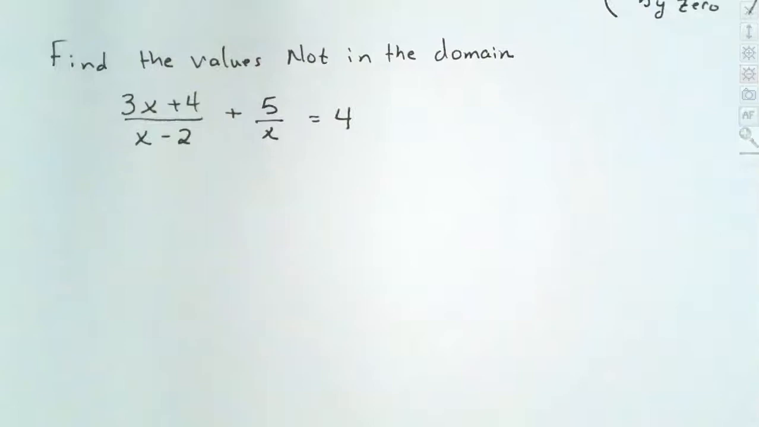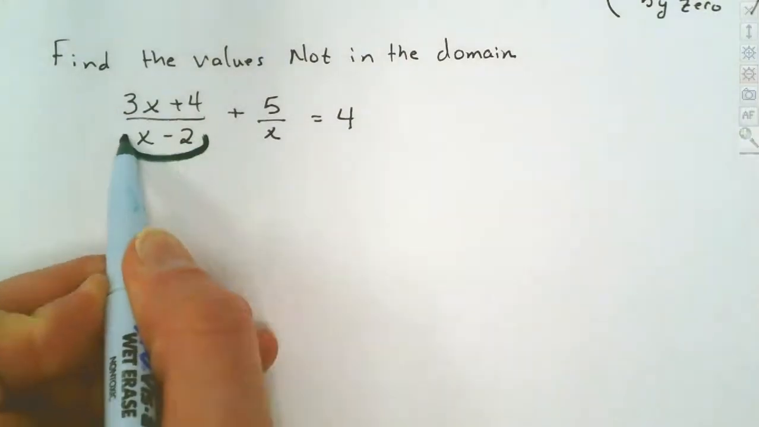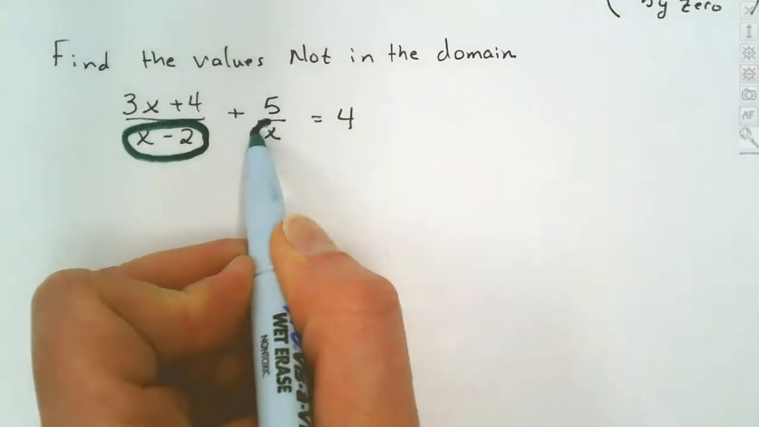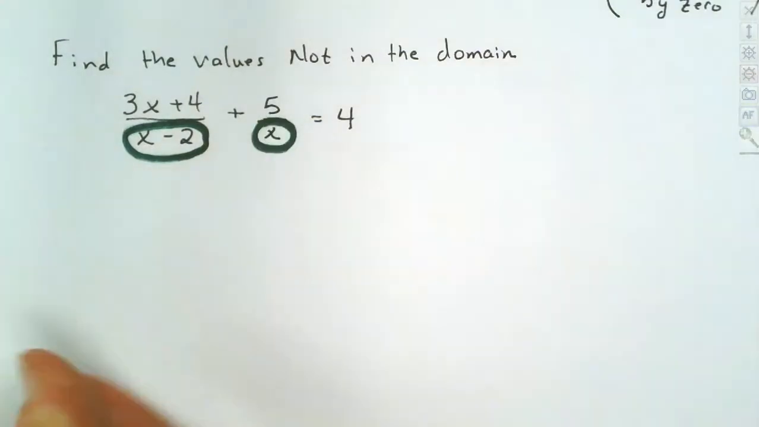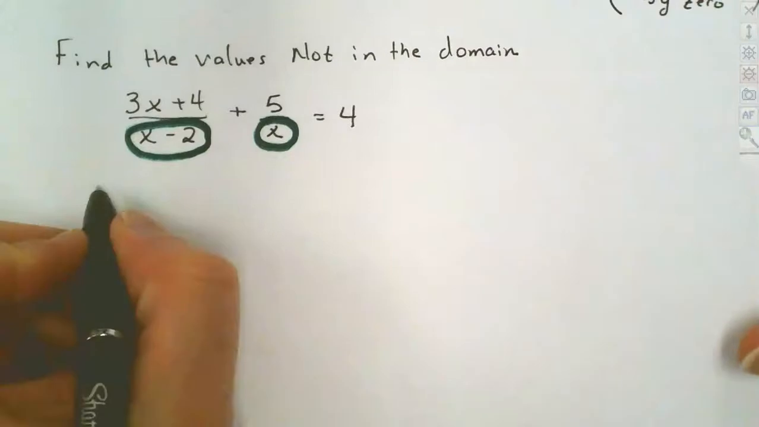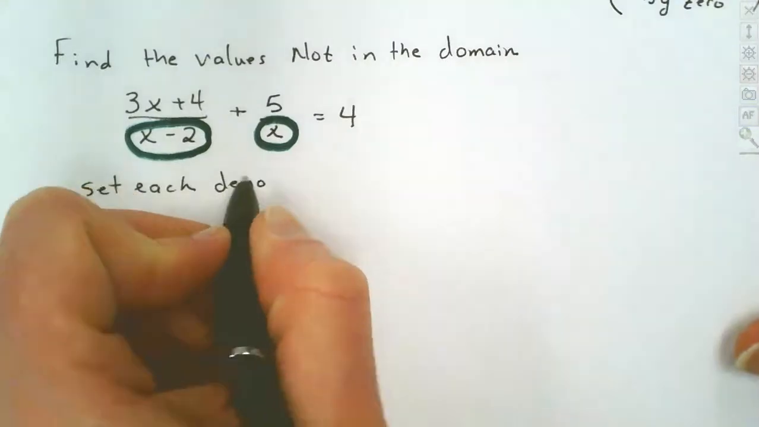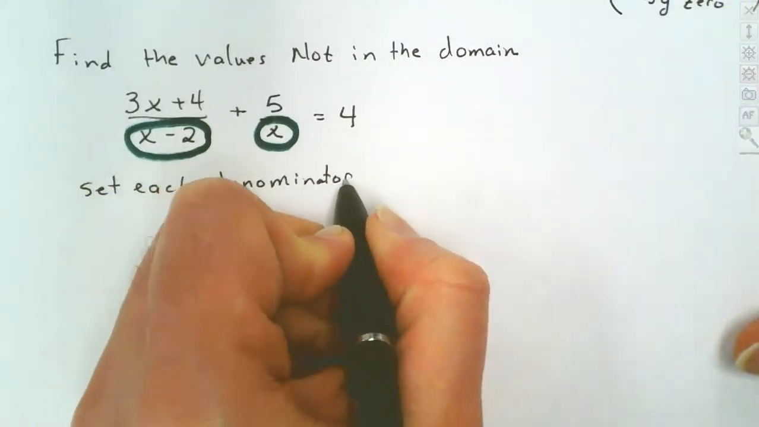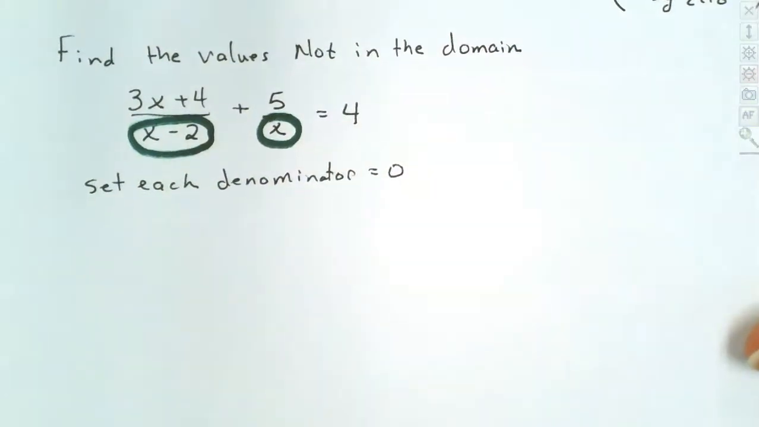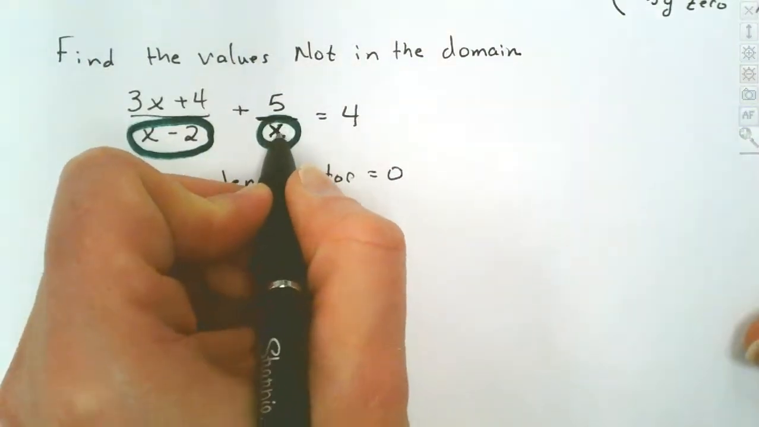We're not going to be solving this. We'll learn how to solve these in a moment. But right now, what we're looking for is the values of x that are not in the domain. And so what we cannot have is division by zero. So what we're going to look at first is our denominators. We're not worried at all about the numerators. We're only worried about the denominators. And so what we're going to do is we're going to set each denominator to 0. Oh, yeah. Sorry, that's plus 5 over x there. Sorry about that. Yep, that should be an x there.